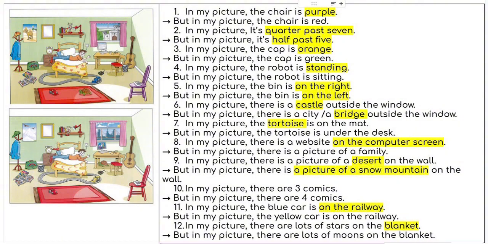4. In my picture, the robot is standing, but in my picture, the robot is sitting. 5. In my picture, the bin is on the right, but in my picture, the bin is on the left.